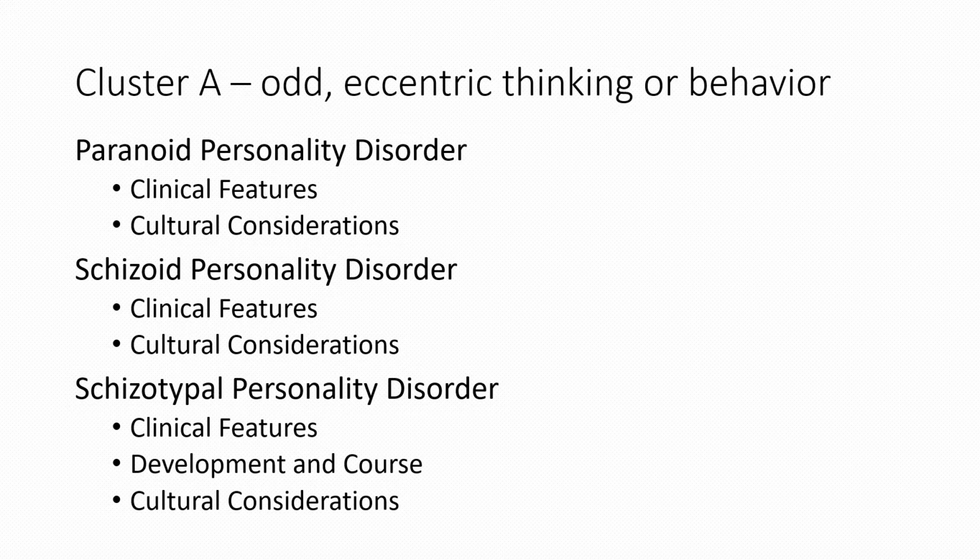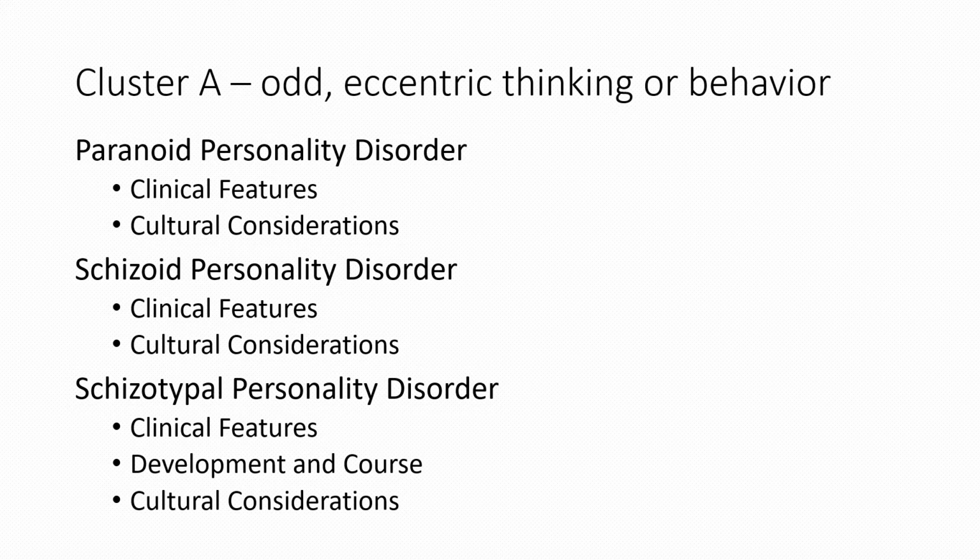Schizotypal personality disorder. With this, there is a pervasive pattern of social and interpersonal deficits marked by acute discomfort with and reduced capacity for close relationships, as well as cognitive or perceptual distortions. The patterns tend to begin, again, in early adulthood and present in a variety of contexts.